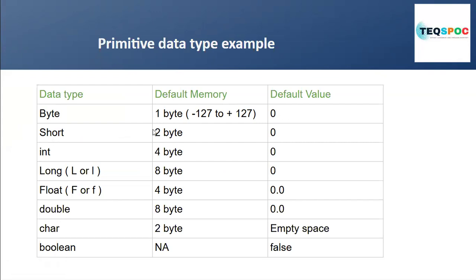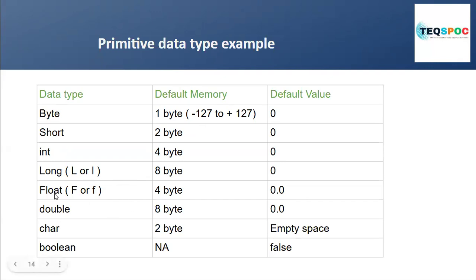Short: the default memory is 2 bytes and the default value will be 0. Similarly, int, integer, default memory will be 4 bytes and the default value is 0. I have shown you why it shows 0 by default. Then long: when you initialize a long, you have to mention capital L or small l. Default memory is 8 bytes and the default value 0 will be stored.